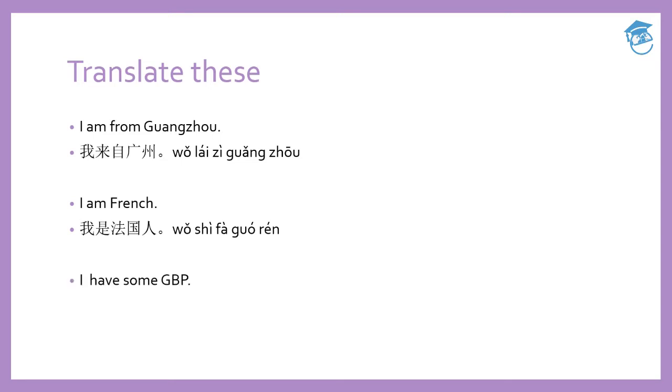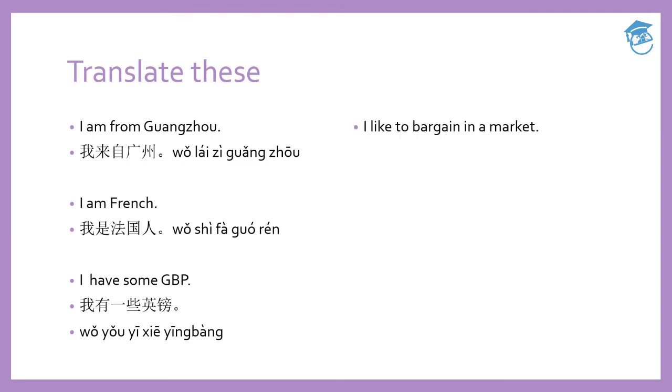I have some Great Britain pound. How would you translate this? It is 我有一些英镑. Okay, so 一些 is some, 英镑 is, if you remember, it's Great Britain pound, and the rest, 我 is I and 有 is have. So it should be easy that I have some Great Britain pound is 我有一些英镑.